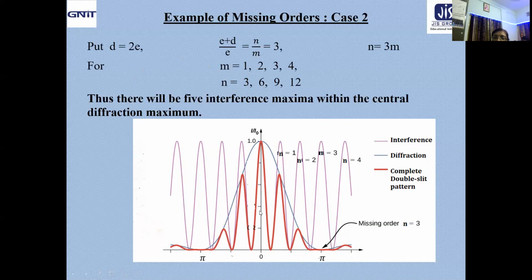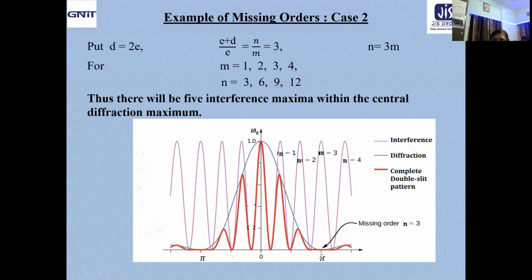This is the red line indicating the complete double slit pattern by taking the contribution from both the interference and diffraction terms and choosing D equal to twice E. With first order minimum, third order interference maxima will superpose. Let us take a look. This is n equal to 0, interference central. This is n equal to plus minus 1 on both sides. This is n equal to plus minus 2. So a total of 5 interference maxima are accommodated in the central diffraction maxima for the single slit.